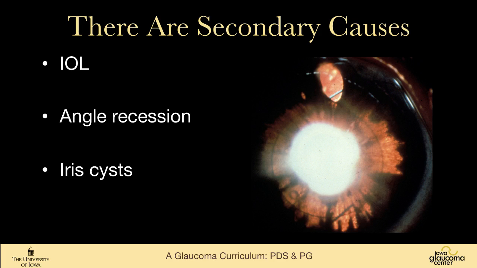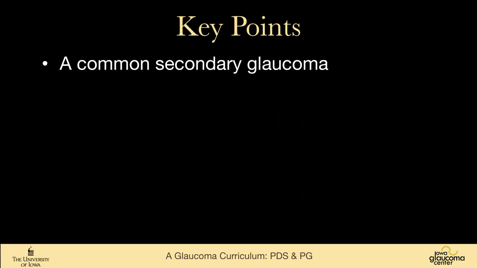There are some secondary causes. Sulcus intraocular lenses, like you see on the right here, can occasionally rub on the iris and release pigment. Angle recession, iris cysts, these are all fairly uncommon.